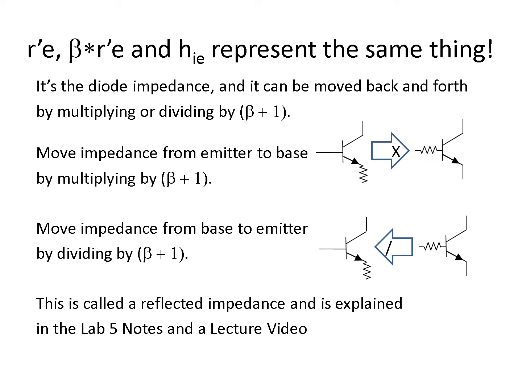If you want to move the impedance from the base to the emitter, so if it's over here and you want to move it over to the emitter side, what you would do is divide it by beta plus 1. This is done with a concept called reflected impedance, and it's explained in the Lab 5 notes, and I've also got a lecture video on that.